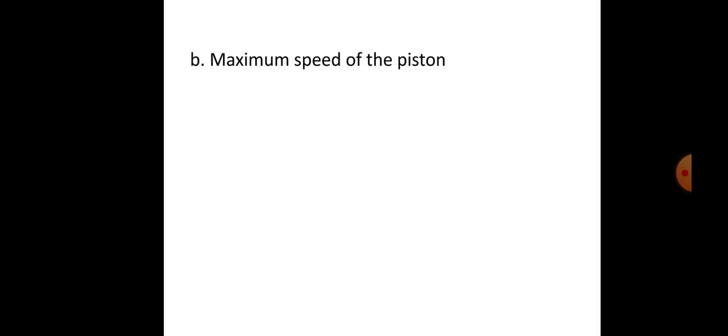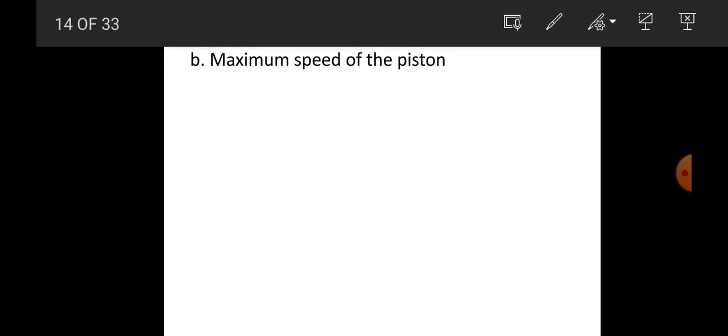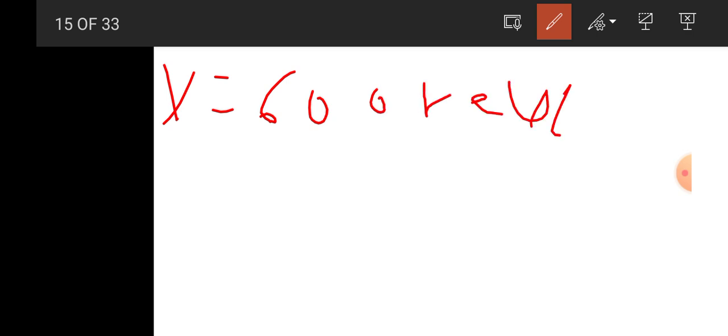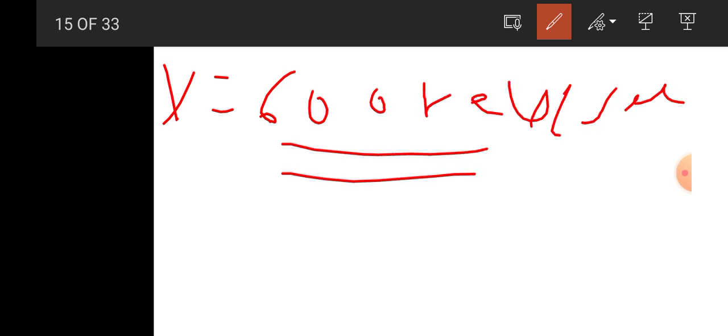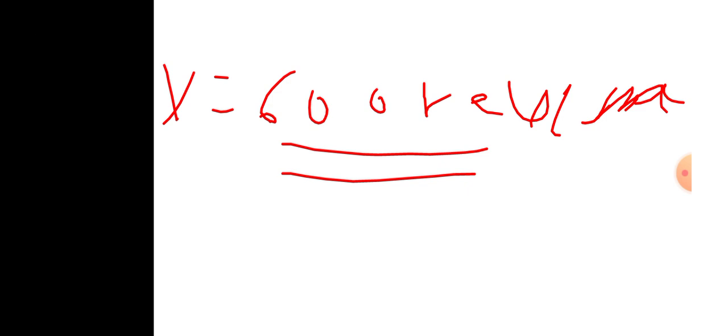The maximum speed of the piston. Maximum speed. The speed is already given in the question. Speed is equal to 600 revolution per minute. This is the maximum safe speed. It's already given. We could convert this directly to rad per second, but since the maximum speed is given in the question directly, we use that speed. There is nothing to do here.